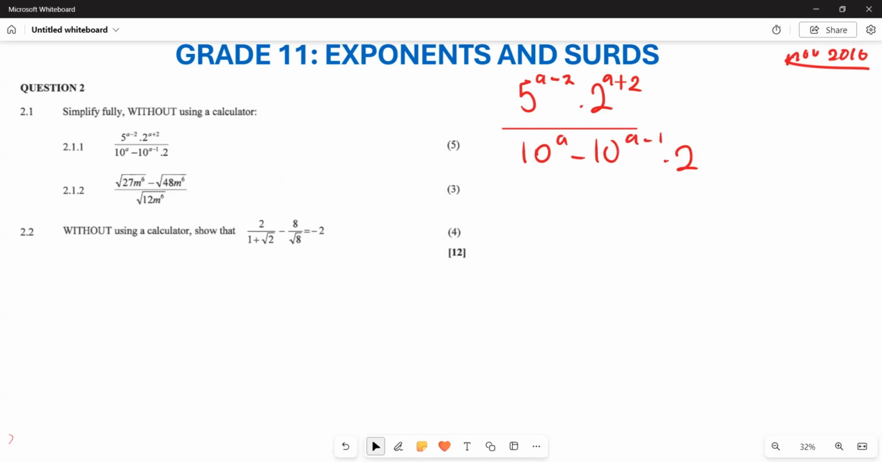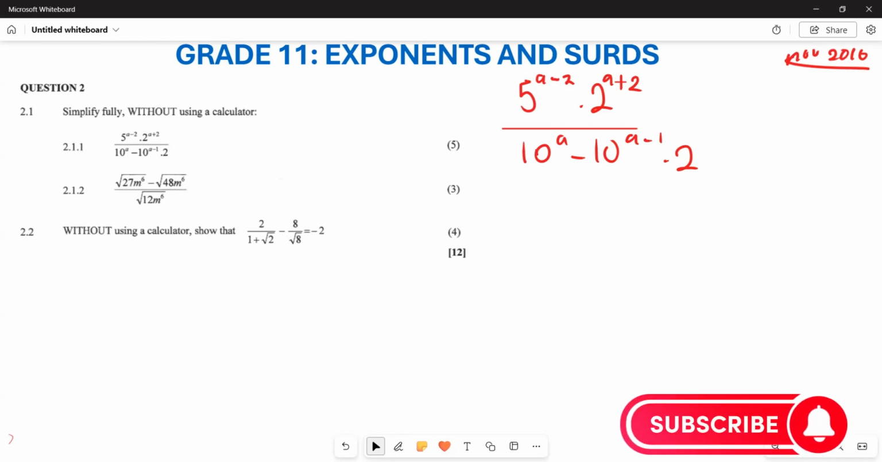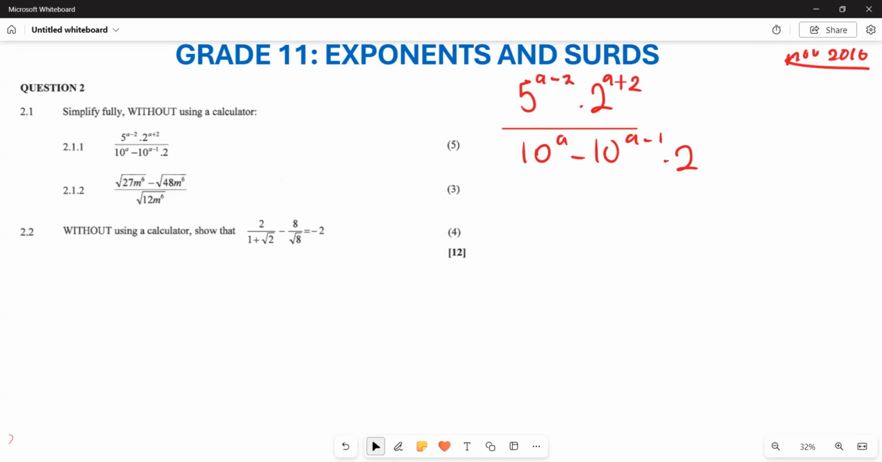Now, what is it then that you can take away from here? If you look at this one firstly, the first thing that you can start doing is to look at these. For example, here, what is it that you have? If you write this in factor form, this is the same as 5 to the power of a multiplied by 5 to the power of negative 2, multiplied by 2 to the power of a, multiplied by 2 to the power of 2. That's the first one.